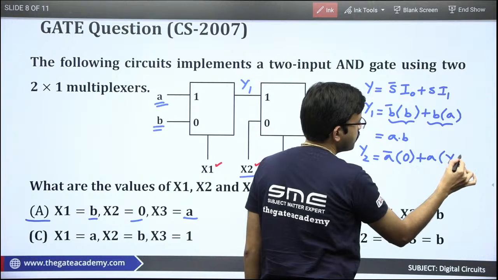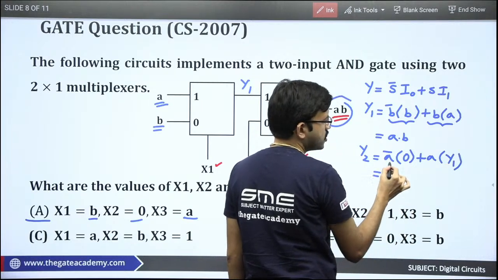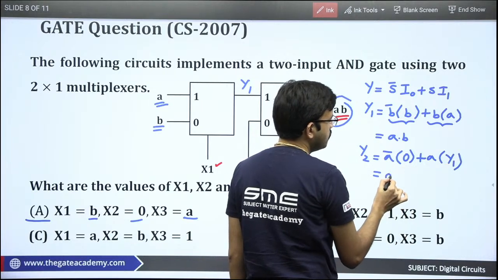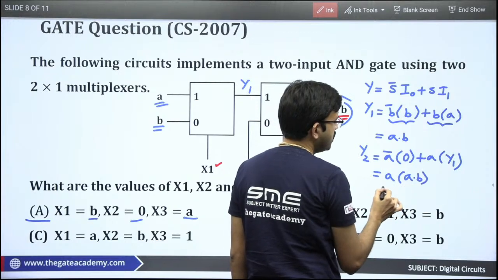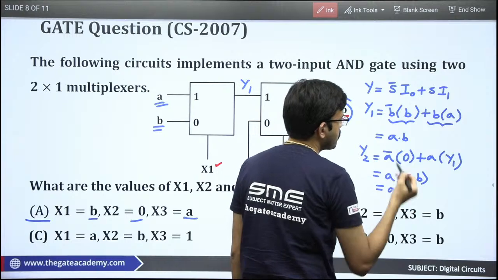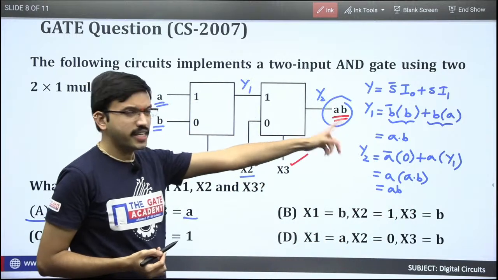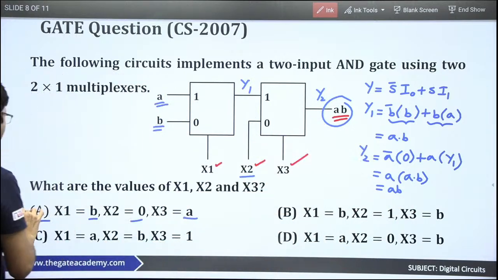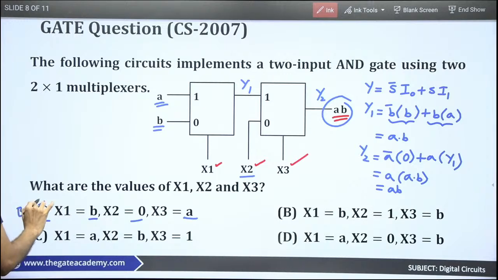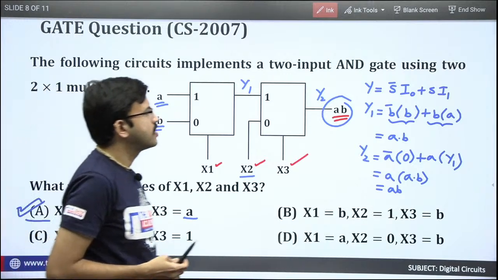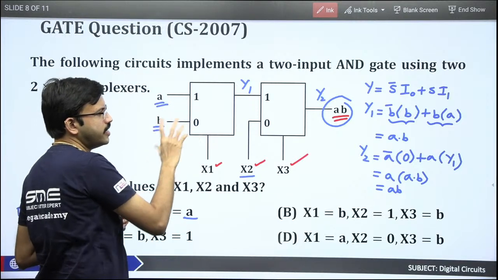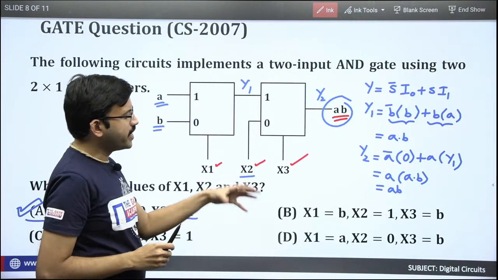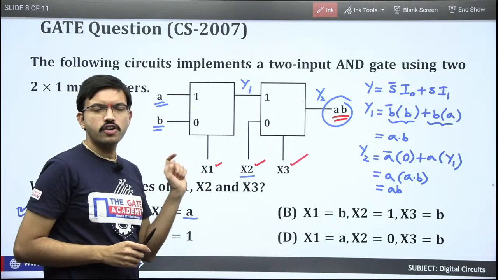For the timing, I am writing Y1. First term anyway you will get 0. Second term A into AB, that is nothing but AB. So that means you are getting AB. So option A is the correct one. Those who consider I0 here and I1 here may get the wrong answer. You have to be very careful.